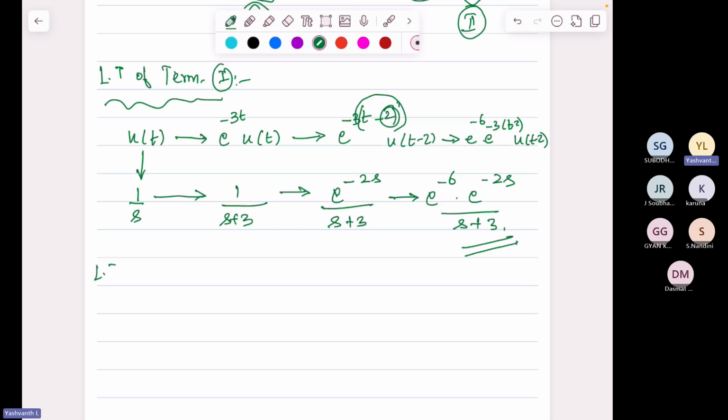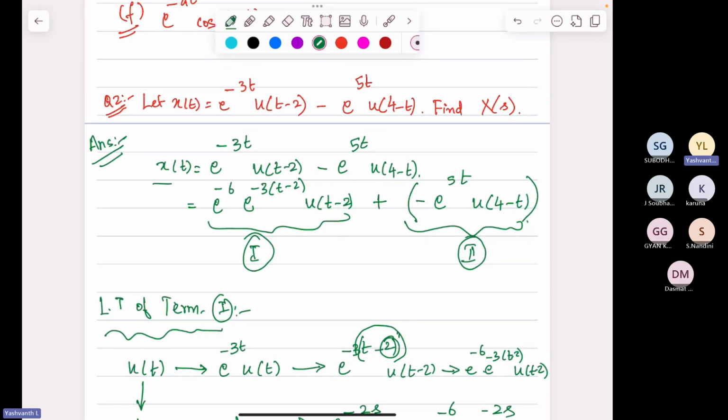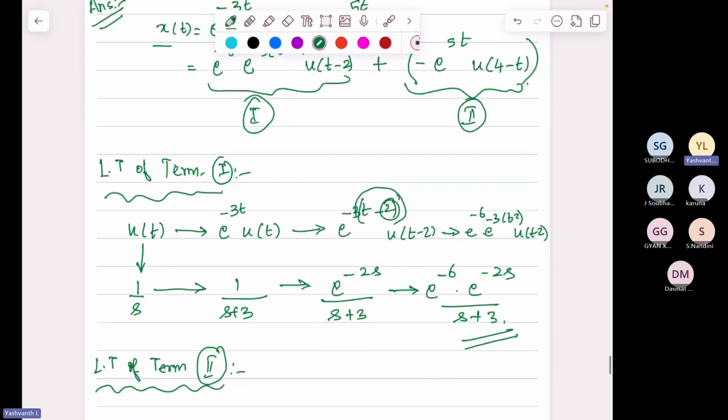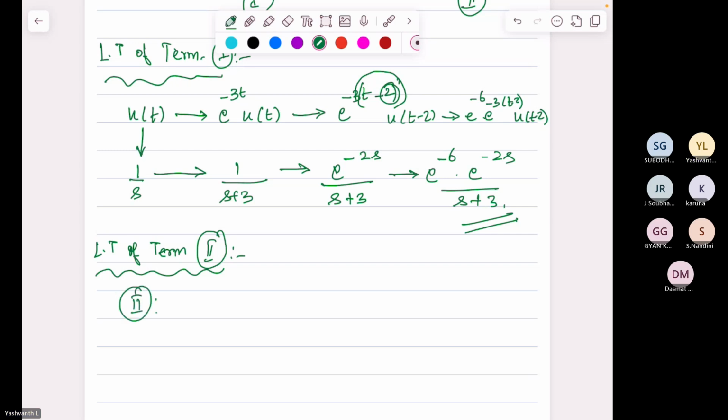Similarly, let's compute the Laplace transform of term 2. What do we have? We have minus e power 5t into u of 4 minus t. First of all, I will rewrite term 2. This is the same as minus e power 20 into e power minus 20 times e power 5t, into u of 4 minus t.